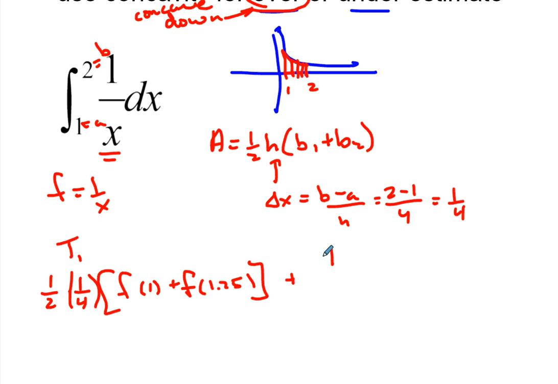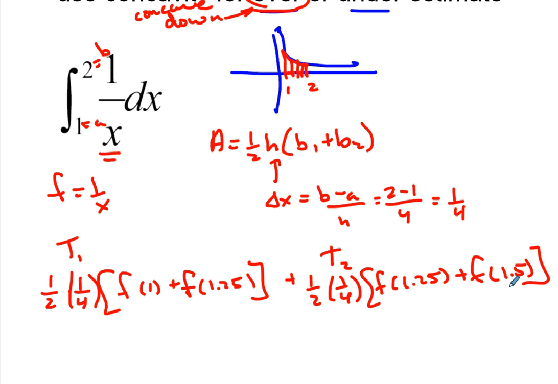We're going to add that to our second trapezoid, trapezoid 2. So we're going to have 1/2, our height, which is 1/4, and we're going to have f of 1.25 plus f of, add another 1/4 to that, which would be f of 1.5. Okay, so that's our trapezoid 2.